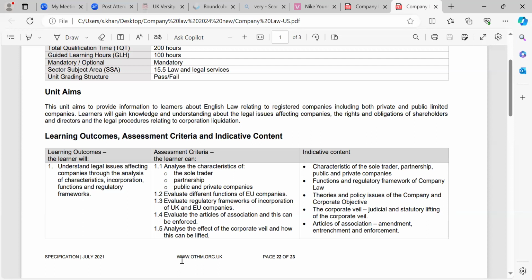We then went on to the corporate governance and reporting for UK companies and EU companies, and we went on to look at cross-border operations for UK companies and EU countries. We then went on to 1.4, which looked at evaluating the articles of association and how these can be enforced, and the importance of articles of association.